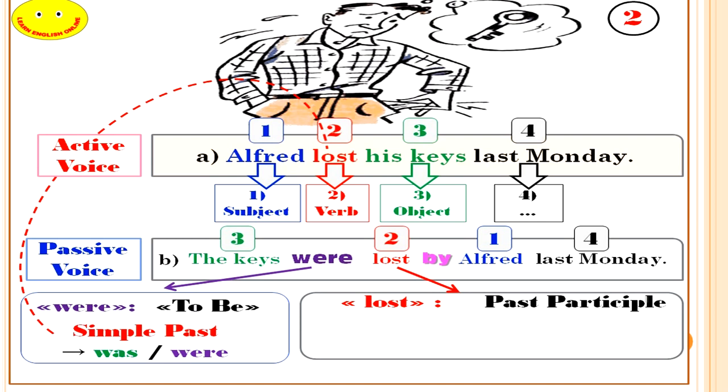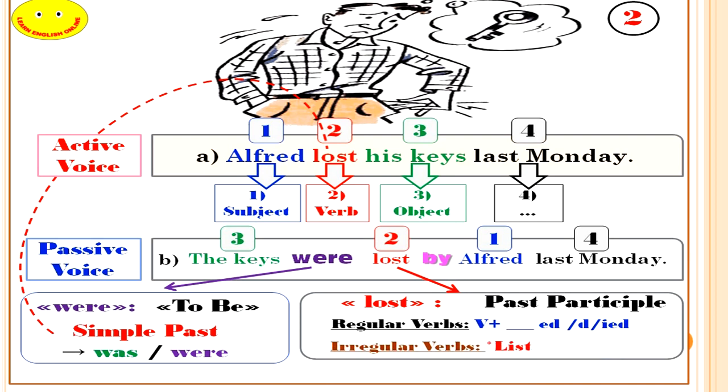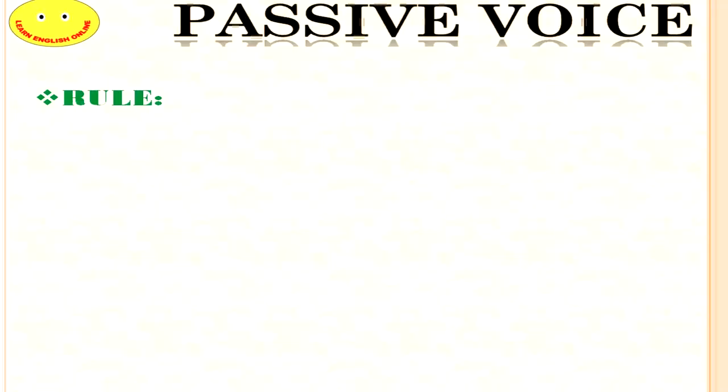So the past participle again depends on the type of the verb. You remember the 2 types? Right? They are regular verbs, that end in ed or ied, and irregular verbs like the example lose, which is lost in the past participle. Right? So now let's form, let's say, a rule for the passive voice.